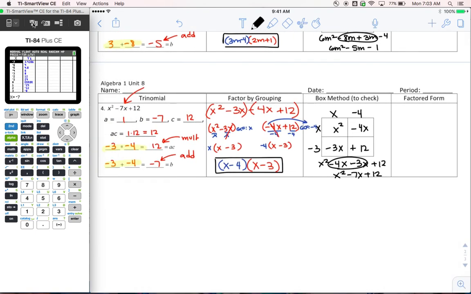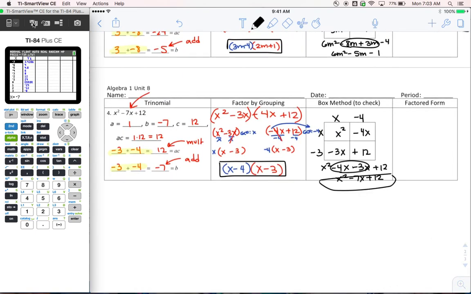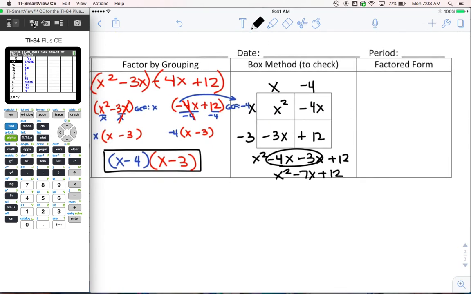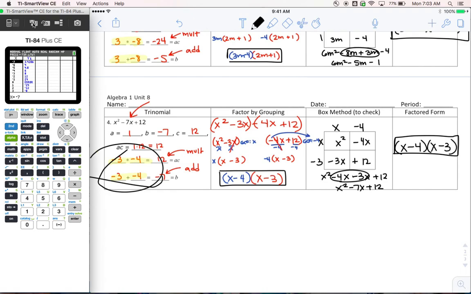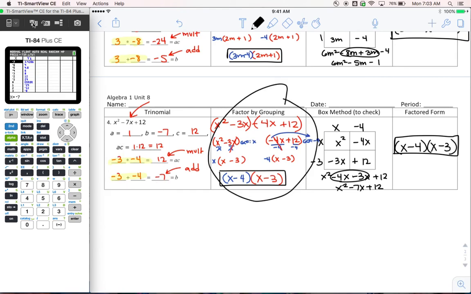All right, so my factored form, wait, is that right? Does this match this? Okay, it does, so I am correct. And we've got x minus 4 and x minus 3. All right, we're going to be practicing this for a couple of days. Just keep in mind, the hardest part about this is finding these two numbers, figuring out what they have to be. There's only one correct combination, and then do the grouping method, which we learned last lesson.